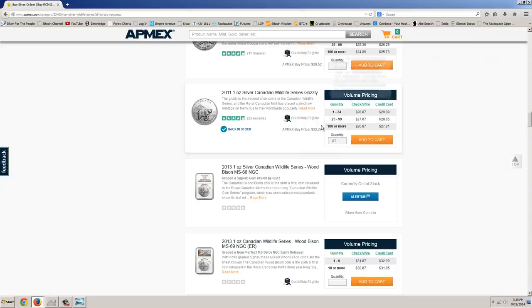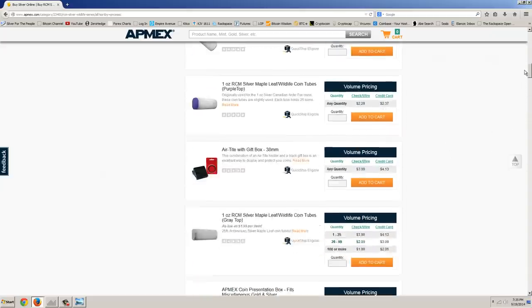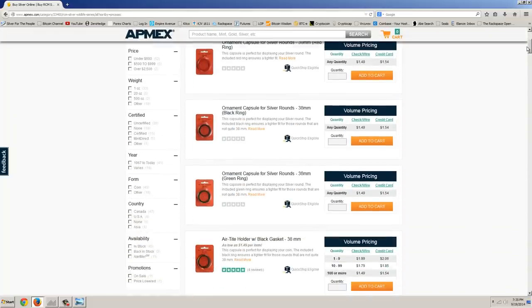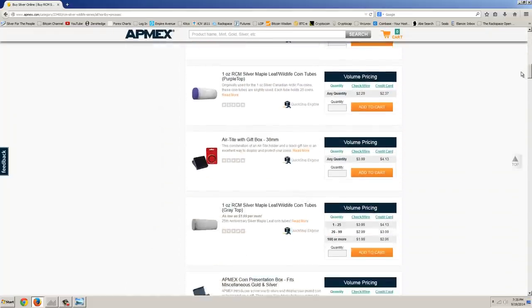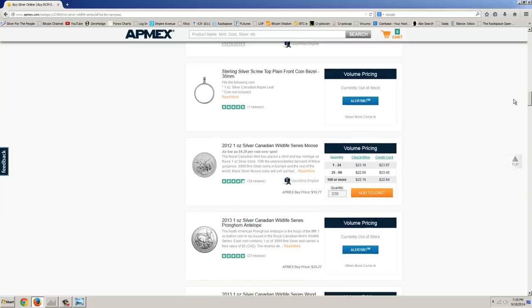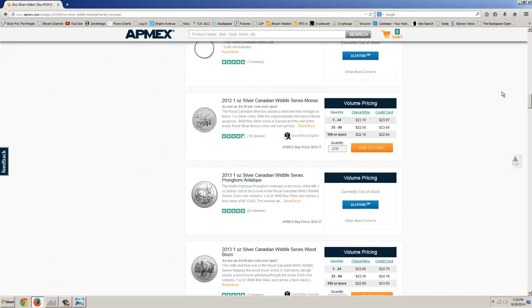So let's take a look at some of the wildlife series. The wildlife series is my second, but because of the milk spots, it's become a big issue. Fortunately, the wildlife series that I've purchased in the past don't have the milk spots. I've never experienced them, but they're fairly commonly reported. A large number of people have seen the milk spots on these Canadian coins. That doesn't reduce the silver value in any way. That's just a surface thing, but it does reduce the numismatic value.